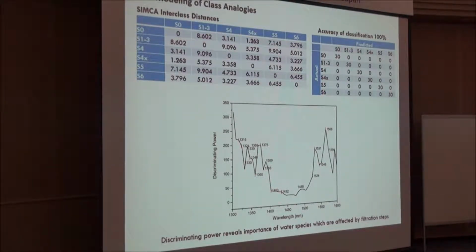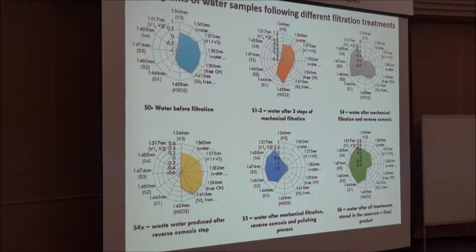The only interclass distance that was quite low was between the tap water, so the water before filtering, and the wastewater, which is logical because the wastewater is actually the one which was removed. So with this analysis, we had 100% accuracy of classification, and we wanted to visualize how this water looked like, and for each stage of the treatment, we calculated aquagrams, so you can see how the water before filtration was actually full of ions.